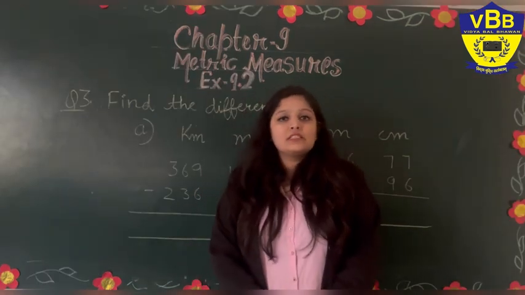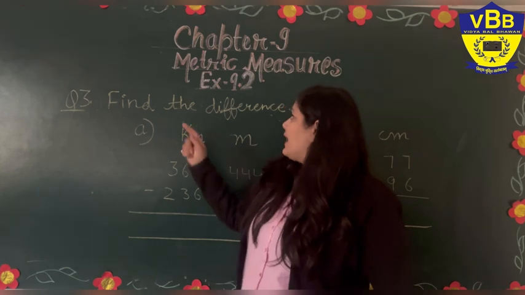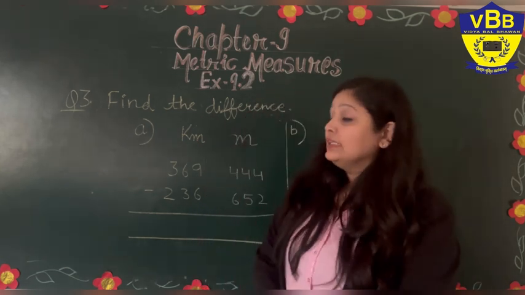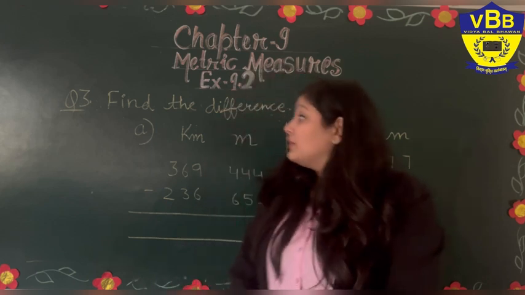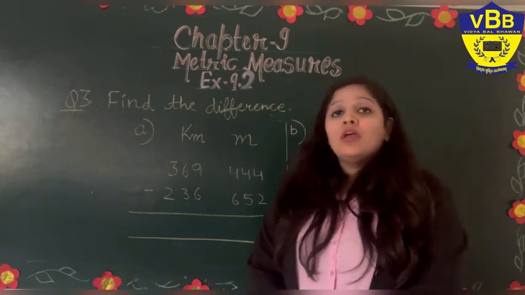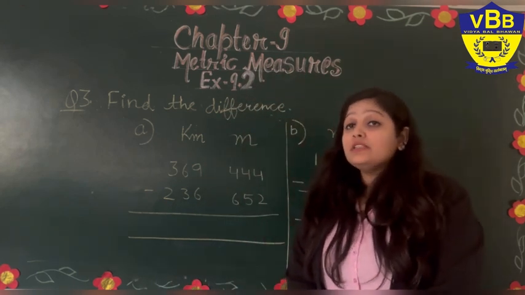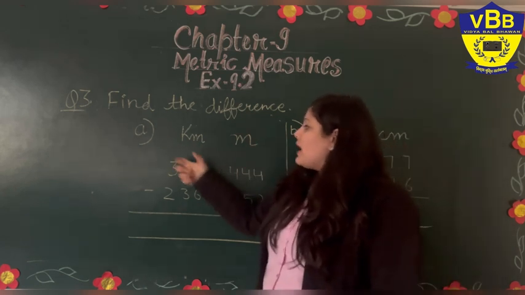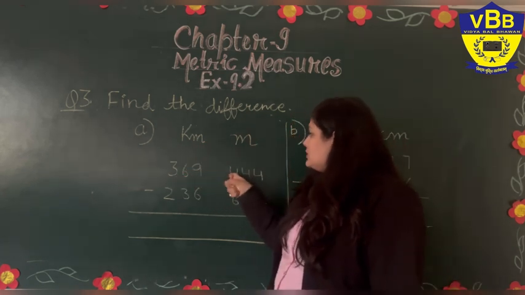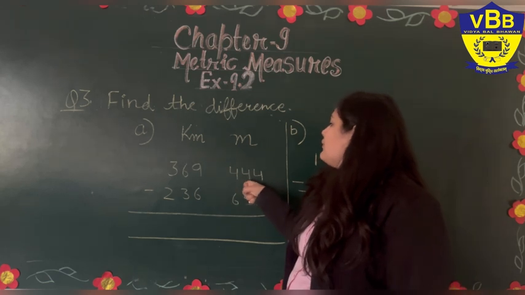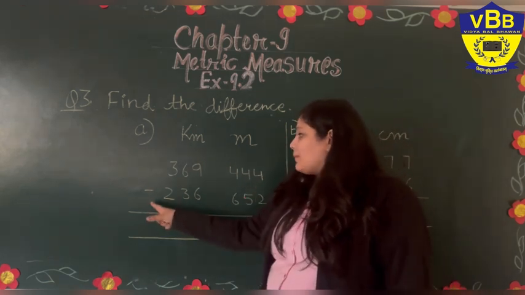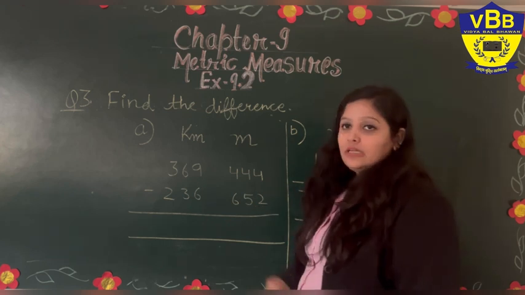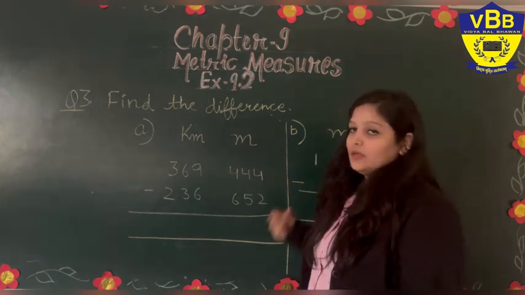Class, let's start with question number 3 now. Find the difference. This question we need to do in the book only, right? So let's start the question. Difference, as you all know, what do you mean by difference? We need to subtract the terms. See, A part, 369 kilometer, 444 meter, subtract 236 kilometers, 652 meters. So we need to subtract these two terms, right?